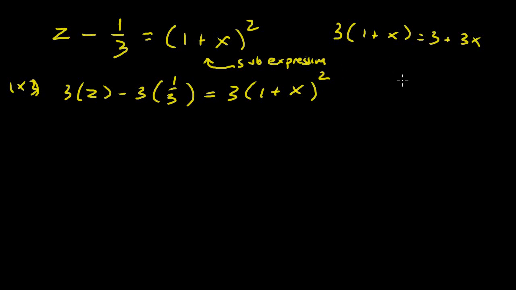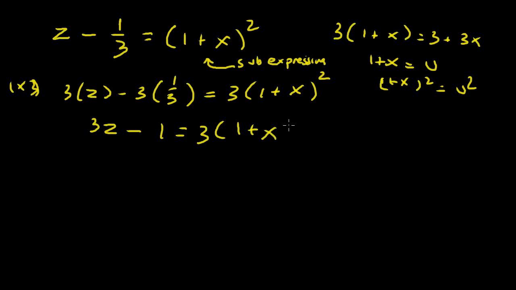You can think of a sub-expression as, let's say that 1 plus x equals u, then this expression here would be u squared. So that means 1 plus x squared equals u squared. So we're not going to distribute this 3 across to the 1 and to the x. This expression as it stands is in its simplified form already, so there's nothing more to do to that. So we continue with our simplified: 3 times z, which is 3z, minus 3 times 1 over 3, which is just 1, equals 3 times 1 plus x squared.